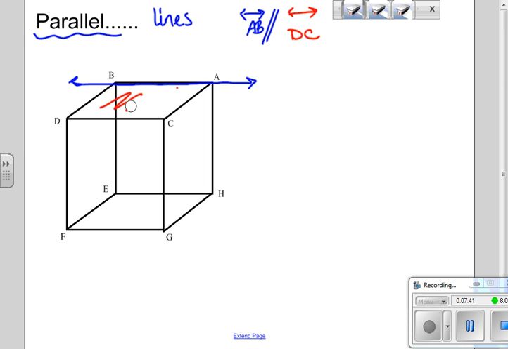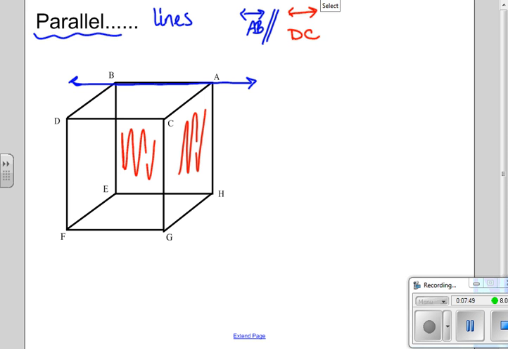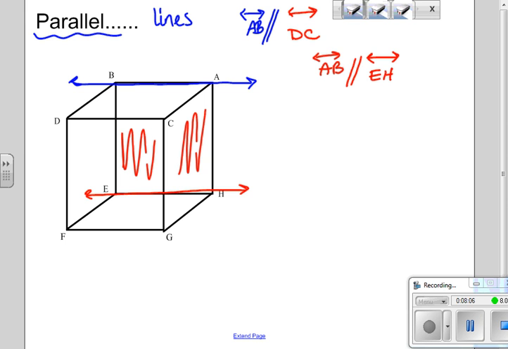Now if I think of a different plane, maybe what would be the back plane here? Then that would mean that AB, my original line there, is parallel to line EH, or line HE. There is also another one on here. It's just maybe a little bit more sneaky, hidden.